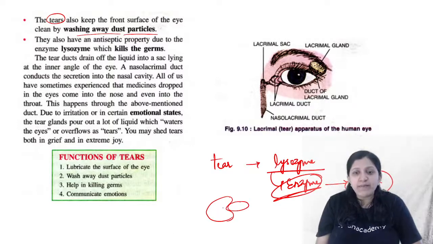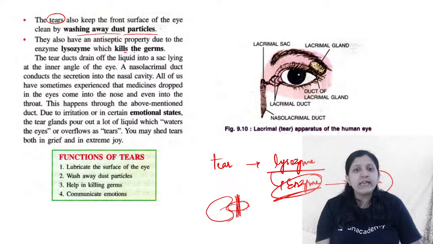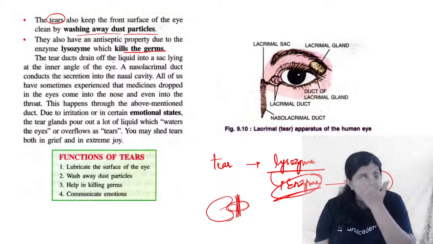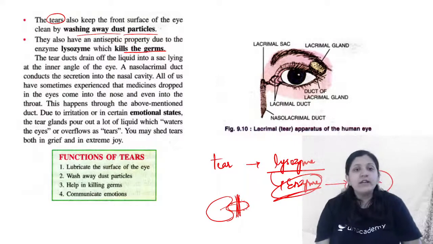So what will happen, these two are going to react, and this particular bacteria, or let's say any pathogen, will degrade, or it can also make holes, or it can degrade the cell wall of this particular bacteria and kill it. So basically the killing of the germs is done through this lysozyme. Then, other than that, the tear duct.